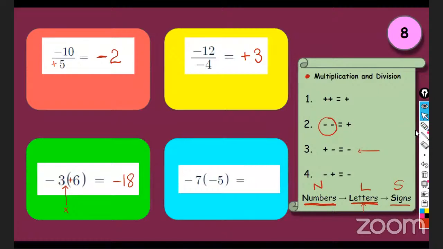For the blue one, you have a number and a bracket. So like I mentioned earlier, there's a secret multiply here. So it's a multiplication question. Let's do the numbers first, right? 7 multiplied by 5 is 35. There are no letters, right? So you smile and move on. And signs. When you multiply two negatives, you get a positive, right?